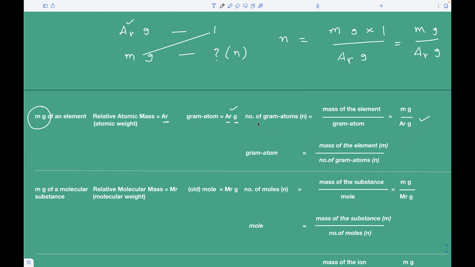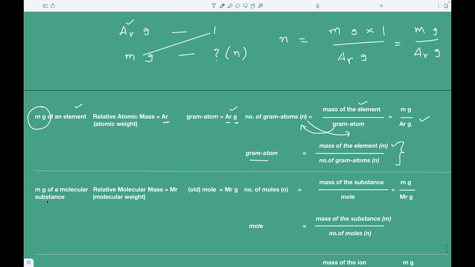So to get the number of gram atoms given the mass of an element, you have to divide the given mass with gram atom. Now if you move gram atom to the left hand side and the number of gram atoms to the right hand side, then gram atom will be equal to mass of the element over number of gram atoms. So gram atom is the ratio between these two terms.